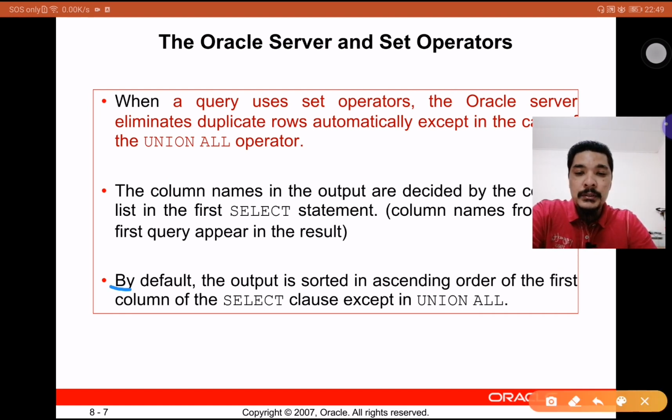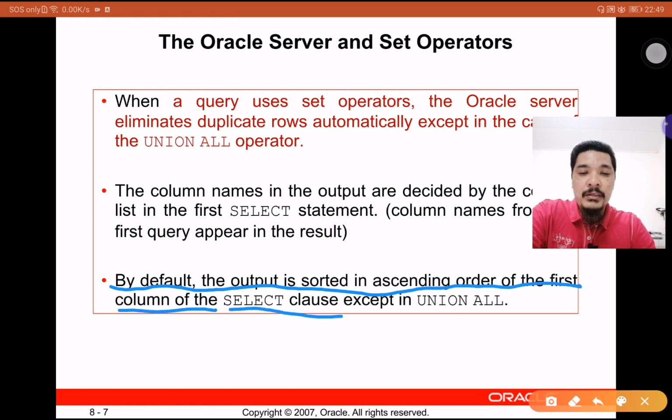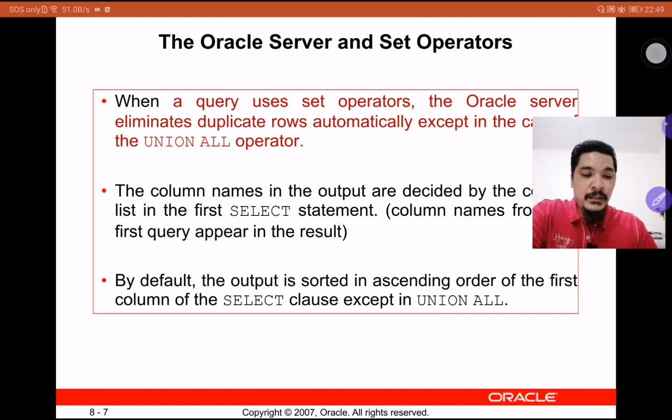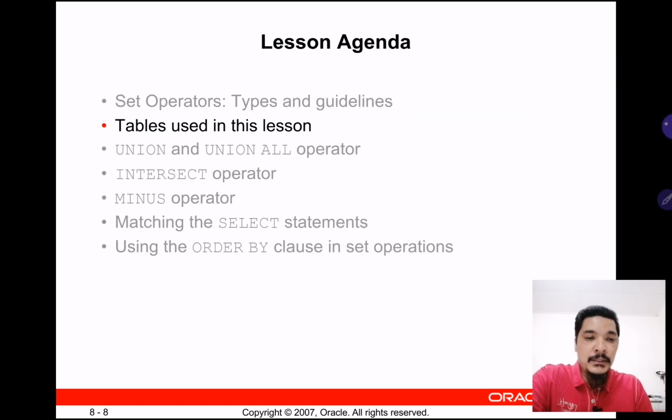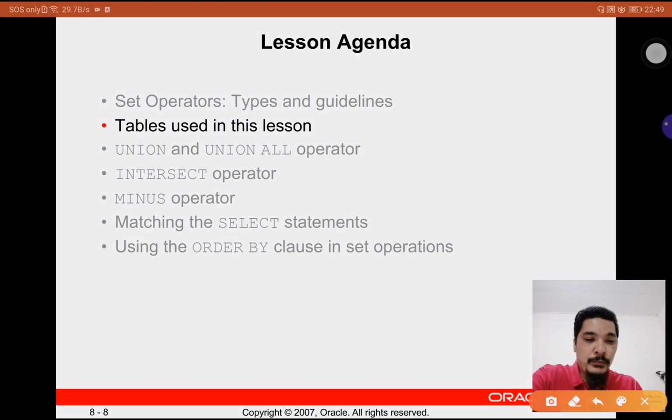Number three, by default the output is sorted in ascending order of the first column of the SELECT clause, except in UNION ALL. This is quite normal. If we are not putting any ORDER BY, ascending or descending, it will automatically sort ascending. Next, the tables used in this lesson. Let's move to the next one.